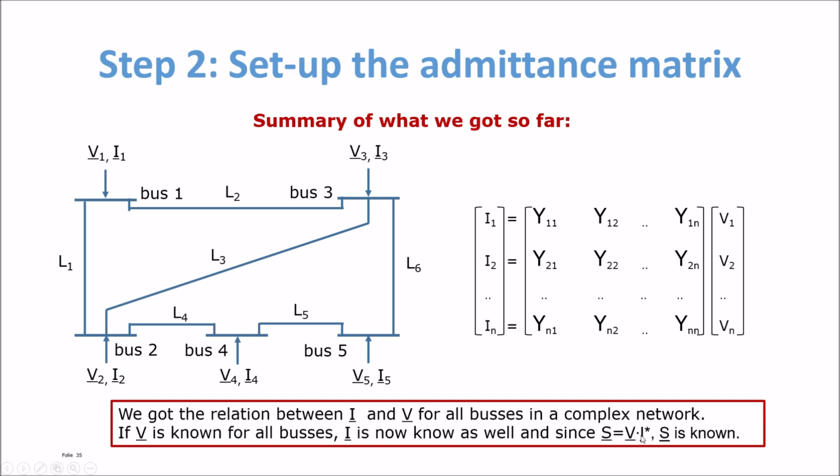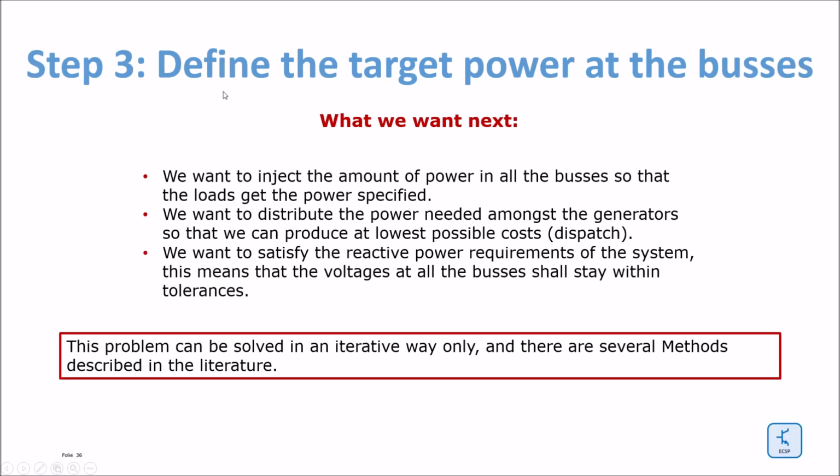The third step now is that we want to define the target power at the buses. We want to inject the amount of power at all the buses so that the load gets the power specified. We want to distribute the power needs amongst the generators so that we can produce it at the lowest possible cost. So it's a dispatching topic. And we want to satisfy the reactive power requirements. This problem can be solved iteratively only.